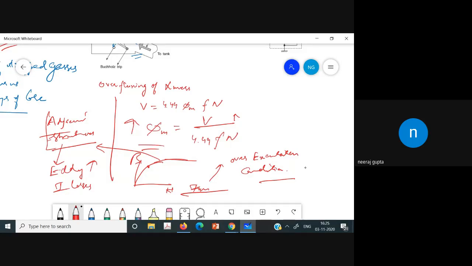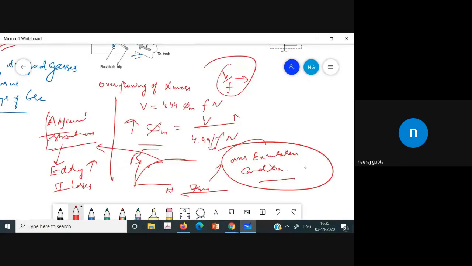Such an operating condition cannot be allowed continuously for a long time, because the transformer should be tripped if prolonged overexcitation is there. It can be seen that overexcitation can also occur at low frequency. Let us suppose the frequency is low, then the same condition can occur. So to keep the working flux within the permissible limit, the V by F ratio must not exceed the permissible limit.